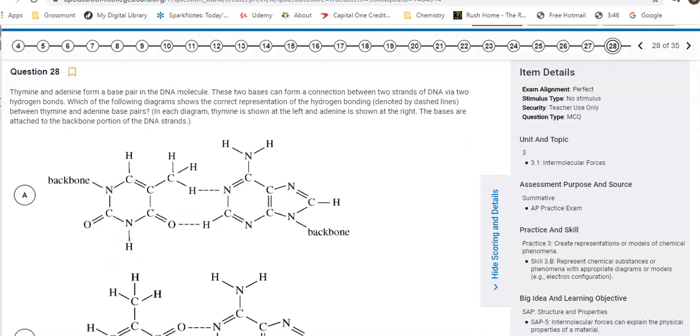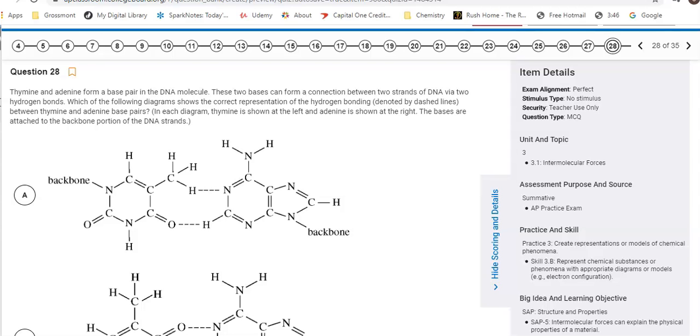Thymine, adenine form a... By the way, when you get all this stuff, thymine, adenine, don't let it throw you. Forget about all that mumbo-jumbo. Just focus on the diagrams or on the key facts. You don't need to even know what thymine and adenine are. I think most of you know from biology, but anyway, let's just cut to the chase here.